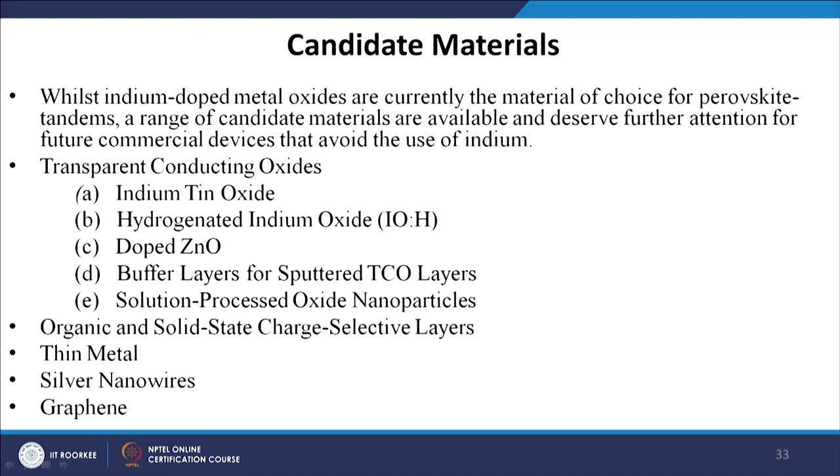Now, there are several transparent conductive oxides that can be used. For example, ITO or indium doped tin oxide glass substrate, hydrogenated indium oxide, doped zinc oxide, buffer layer for the sputtered transparent conductive oxide layer, or solution processed oxide nanoparticles. Organic and solid state charge selective layers, thin metal, silver nanowires, and graphene. Graphene is also nowadays used very efficiently to make a transparent conductive layer.